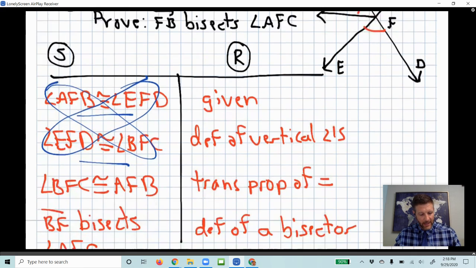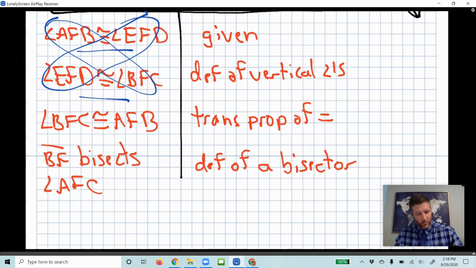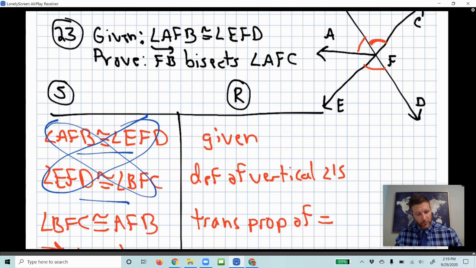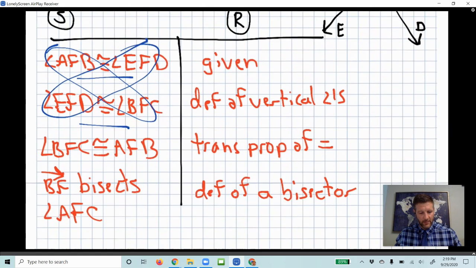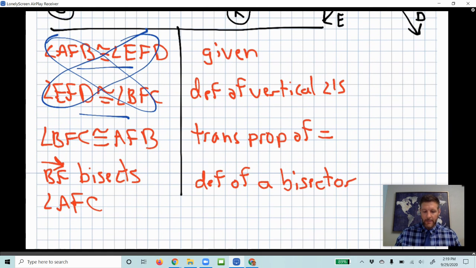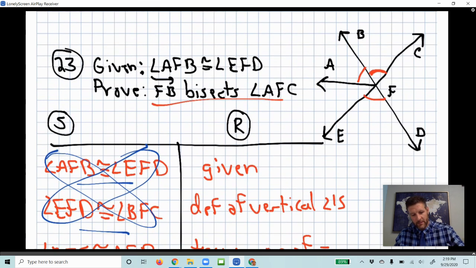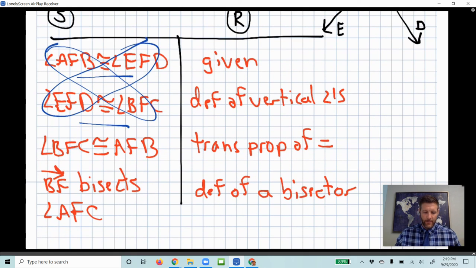Okay, and then my last step here, I should fix that. Ray BF bisects angle AFC. That is the proof right here. So once you get to that, you've actually finished the proof because you've proven what they asked you to prove. So again, we had the given, then we were able to notice the vertical angles, and that allowed us to use transitive to prove that the two adjacent angles here and here are in fact congruent. And that of course, is then the definition of the bisector.